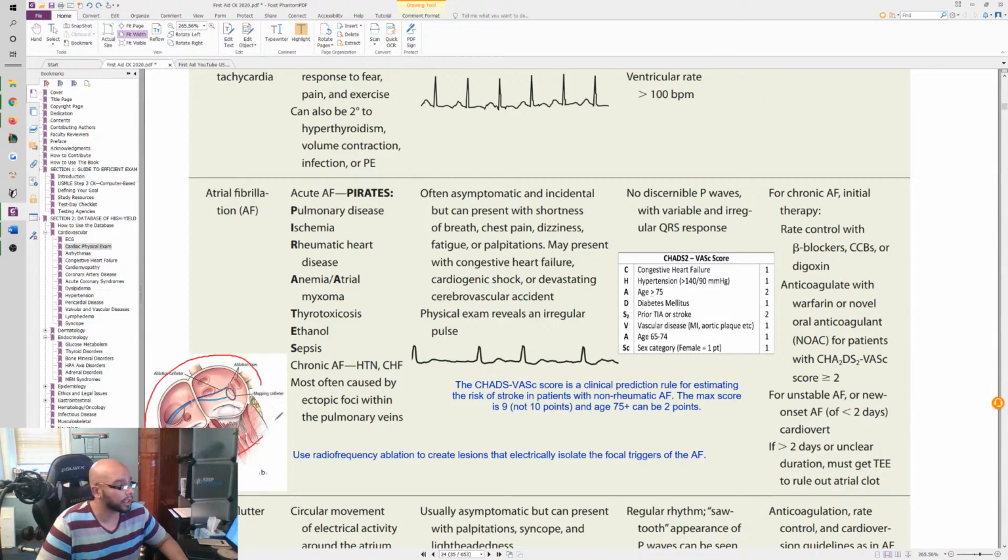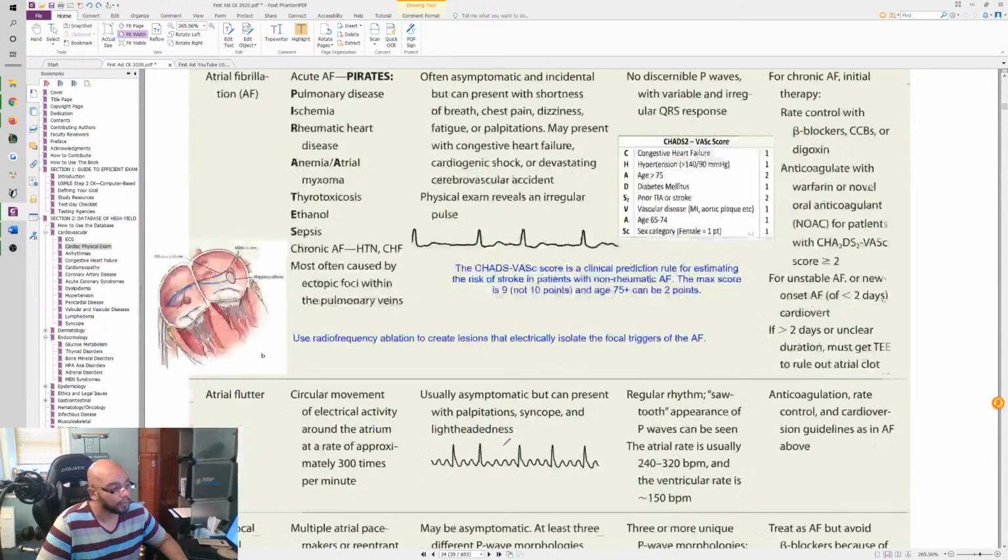Alright, but this is the ablation that you do. This is the ablation you do, and your ablation has to be near the pulmonary veins. So make sure you keep that in mind. I wrote that here. Use radiofrequency ablation to create lesions that electrically isolate the focal triggers of the atrial fibrillation, and those focal triggers are usually around the pulmonary veins in the left atrium.